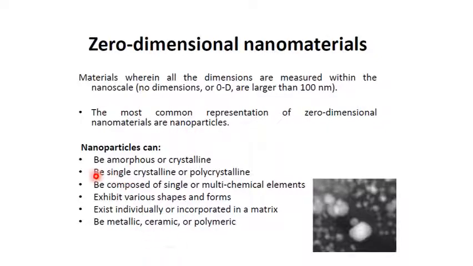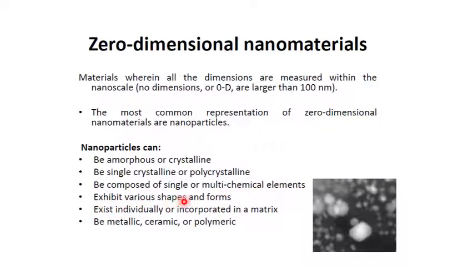Nanoparticles can be amorphous, or they can be crystalline. They may be present in a single crystalline phase or in a polycrystalline phase. Nanoparticles may be composed of single or multi-chemical elements. They may consist of a single element, like quantum dots, which are carbon nanoparticles made up of only carbon, or they may have the composition of multi-chemical elements.